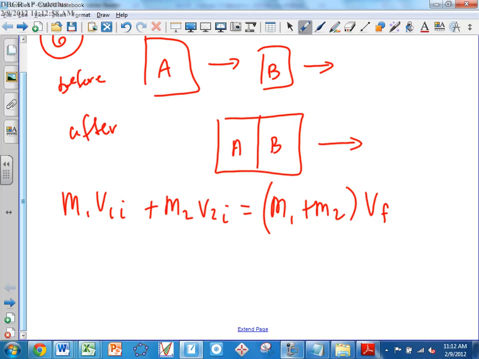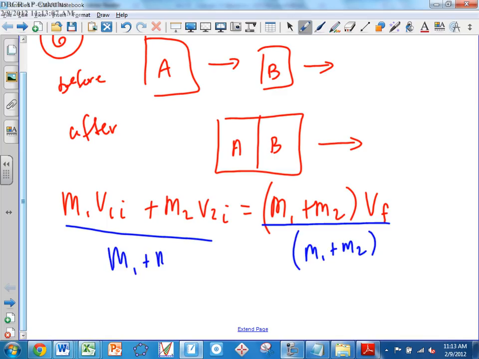At this point in time, you're solving for VF. So divide this side by this quantity here, M1 plus M2. Divide both sides by that. And if you look at your lab, one of your formulas says exactly this, except you had a little apostrophe here, a prime, instead of a VF. This is the formula from your lab.